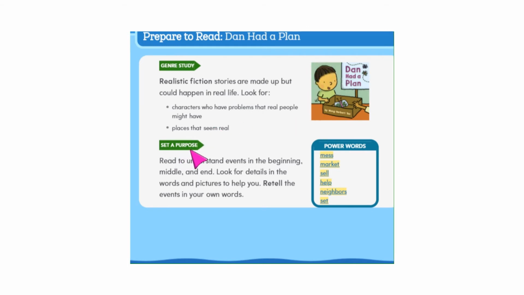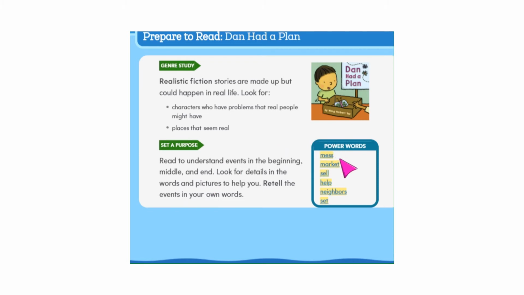Use a purpose as well, boys and girls, because you're going to read to understand events in the beginning, middle, and end. Look for details in the words and pictures to help you. Retell the events in your own words. So when you're summarizing beginning, middle, and end, you're going to use words like first this happened in the story, then or next this happened, and last this happened. You use your own words, boys and girls, and looking at pictures and clue words are going to help you summarize your beginning, your middle, and your end.